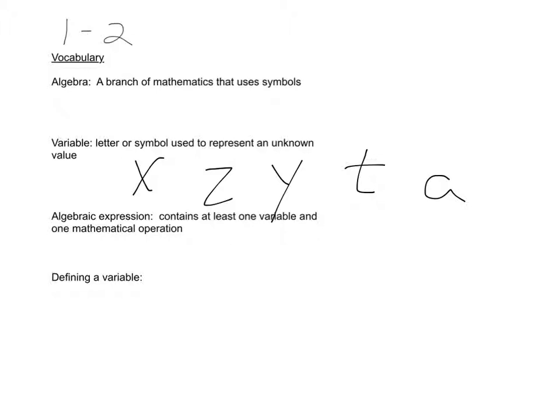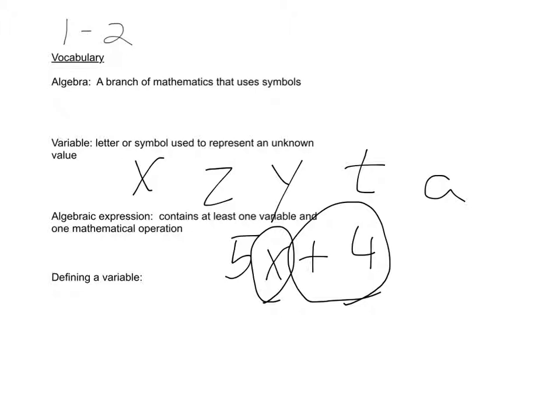Now, moving on, algebraic expression. Okay, this is where algebra gets confusing for most people. Really, an expression is something that just shows something. So an algebraic expression is really just showing the relationship between things. So, for example, an algebraic expression we could use would be 5x plus 4. Now, the reason this is an algebraic expression is because it contains at least one variable, okay, and also a mathematical operation right here. So we have 5x plus 4.